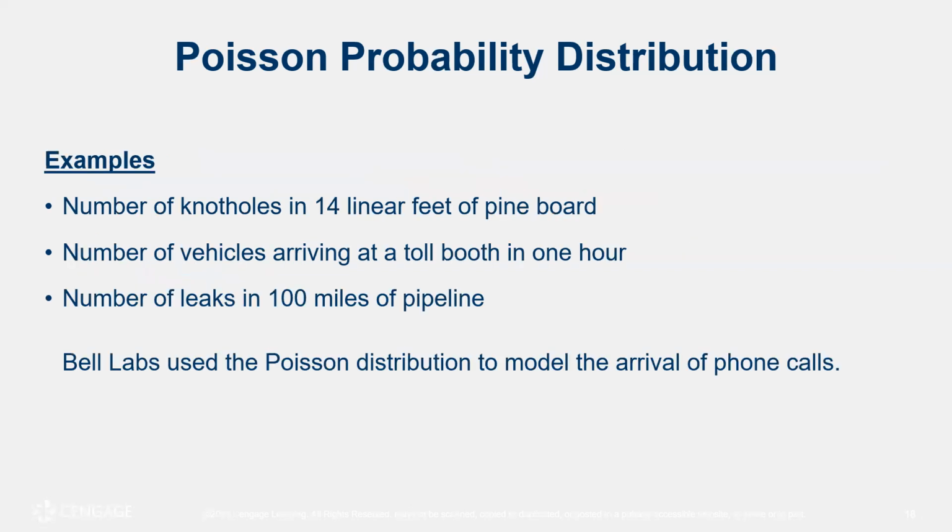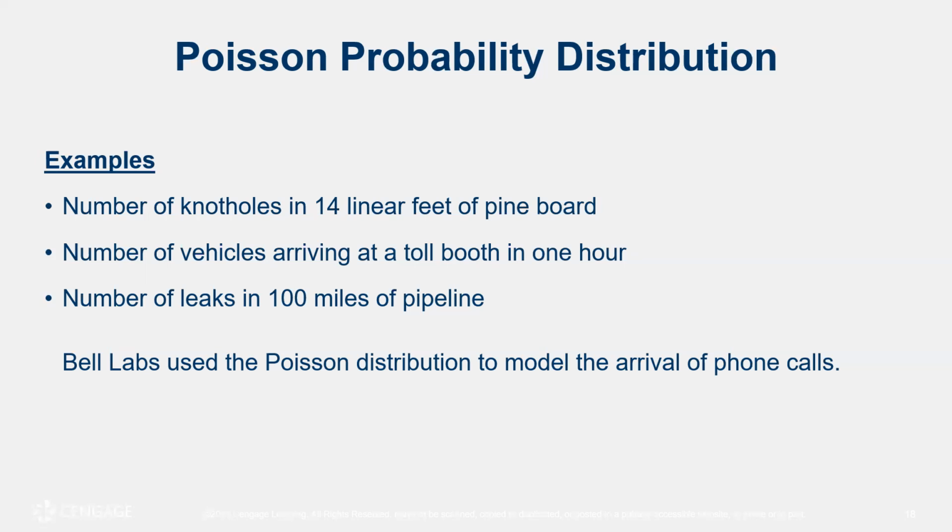All right, there's the number of knot holes in 14 linear feet of pine board. I don't know. Maybe if you're in the lumber business, that matters, right? Number of vehicles arriving at a toll booth per hour, number of leaks per 100 miles of pipeline. I thought it'd be 0. I don't know much about pipelines. I didn't know leaking was normal, unless the Russian government's involved. Okay, they blew up their own pipeline or whatever.